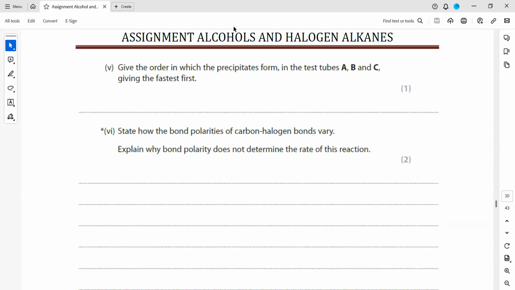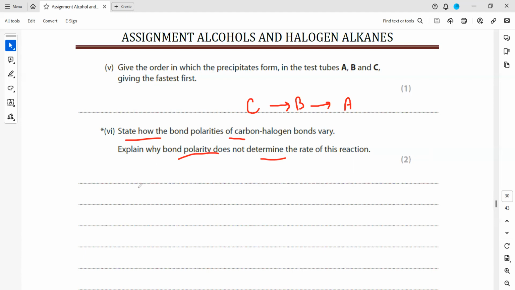Give the order in which the precipitate will form, because as I mentioned, iodine can easily break the bond as it has a greater bond length. So as a result, what will happen? C will break down first, then B, and at the last it will be A. State how the bond polarity of a carbon halogen bond varies, and explain why bond polarity does not determine the rate of this reaction.